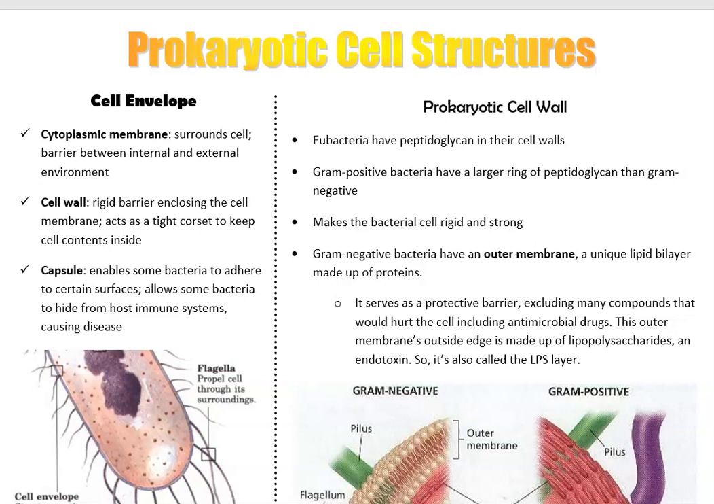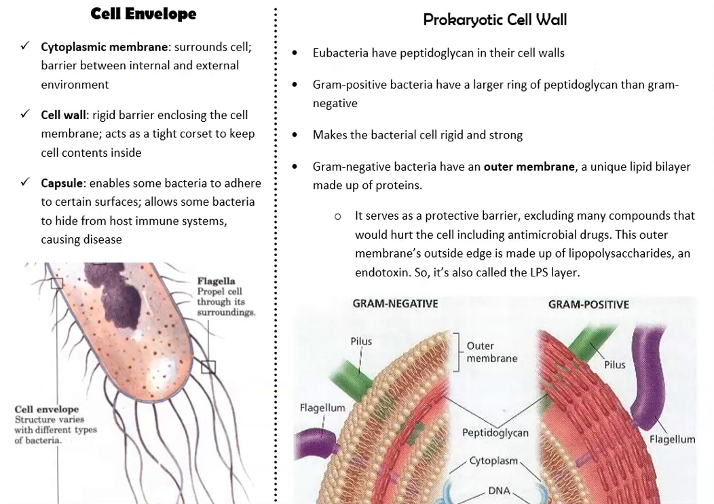This enables some bacteria to adhere to certain surfaces, and it allows them to hide from the host immune system and be able to cause disease. Eubacteria have peptidoglycan in their cell walls. Gram-positive bacteria have a larger ring of peptidoglycan than gram-negative. This makes the bacterial cell rigid and strong.